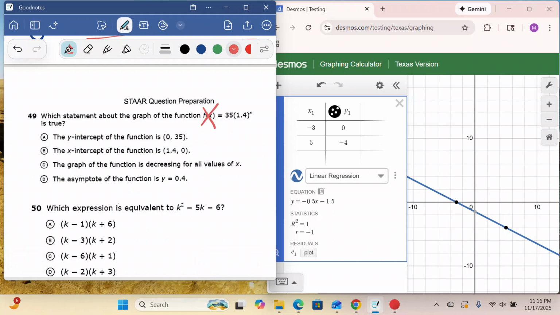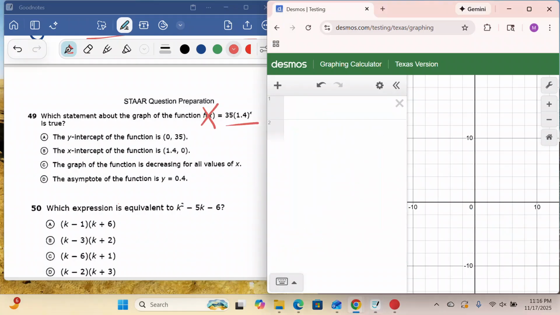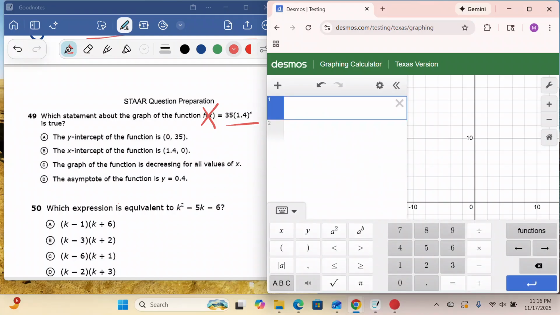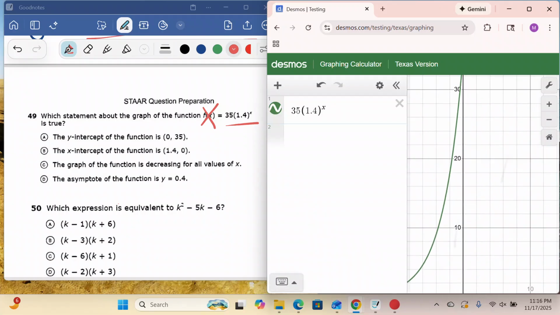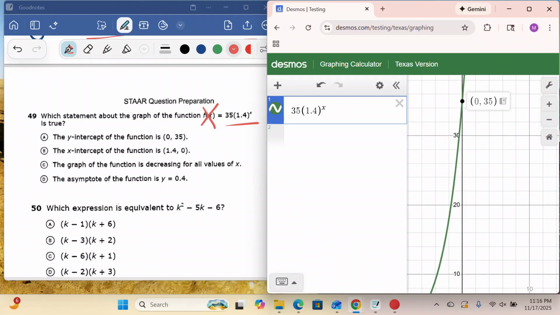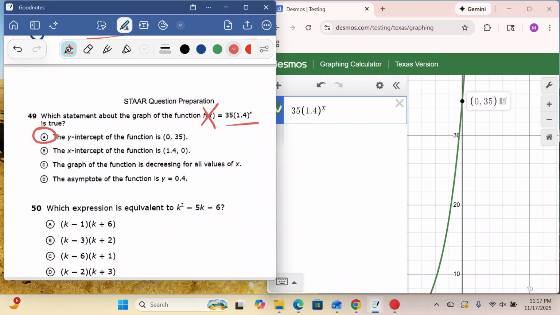All I do is input this onto Desmos and let Desmos do the work for us. So I'm going to go ahead and input 35 times (1.4) to the power of x, and that gives me my graph. So I'm just going to find my y-intercept. My y-intercept on this graph is right there, (0, 35). There it is, letter A.